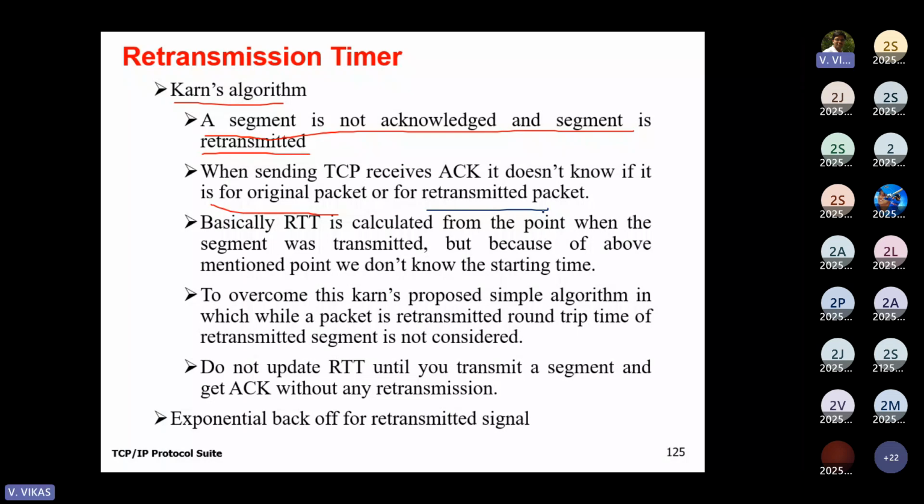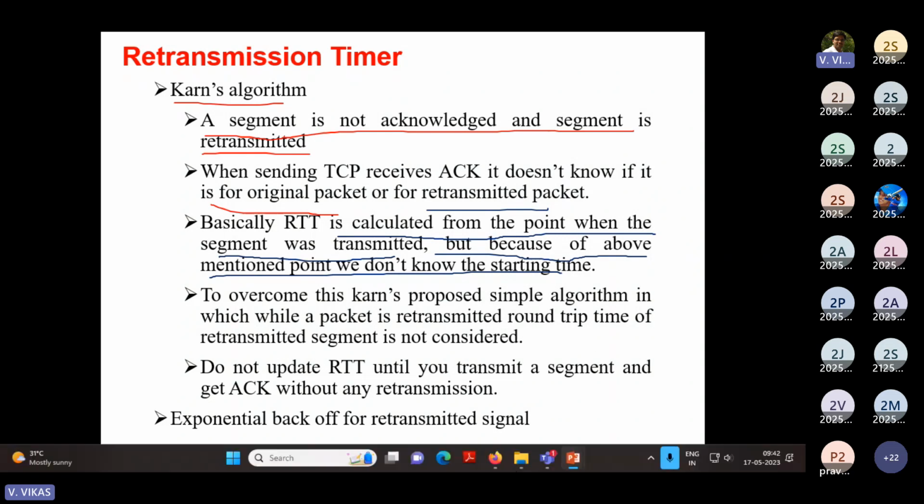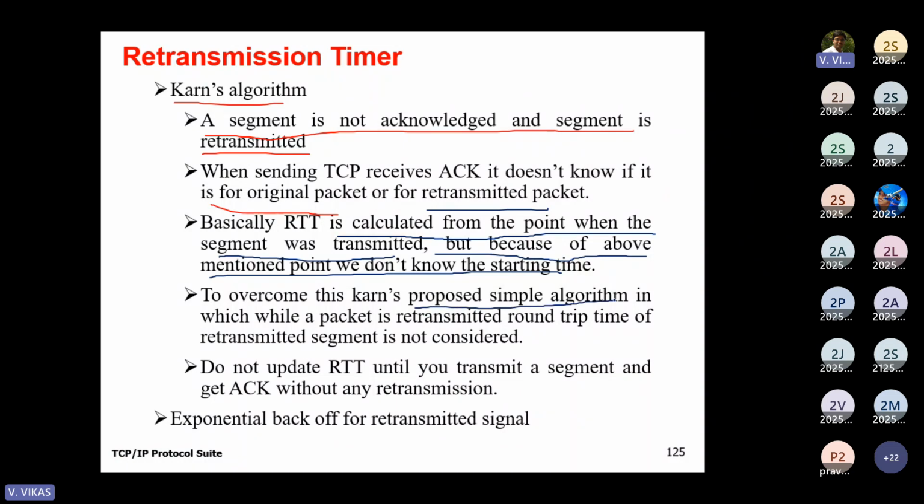Understood why, what is the difficulty in updating RTO as it is? Basically RTT is calculated from the point when the segment was transmitted, but because of the above-mentioned point, we don't know the starting time, whether we need to consider the original packet starting time or the retransmitted packet starting time. To overcome this, Karn has proposed an algorithm in which, whenever we have retransmission, the round trip time of the retransmitted segment is not considered.